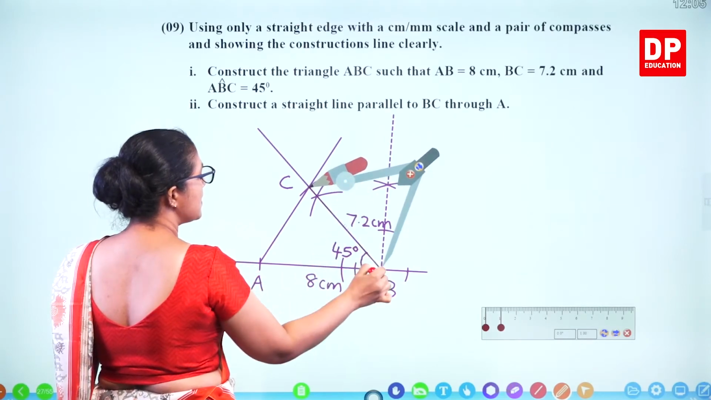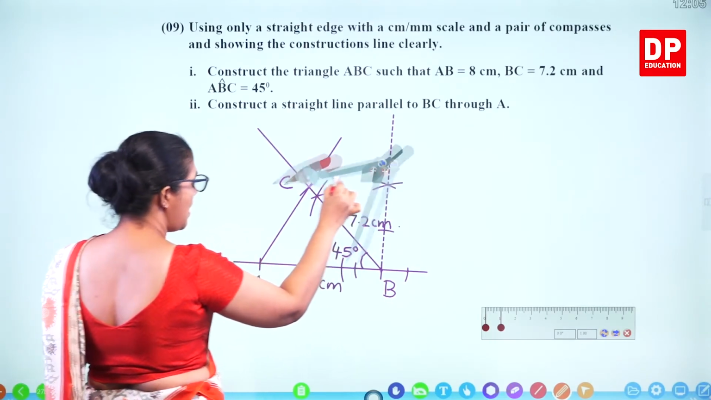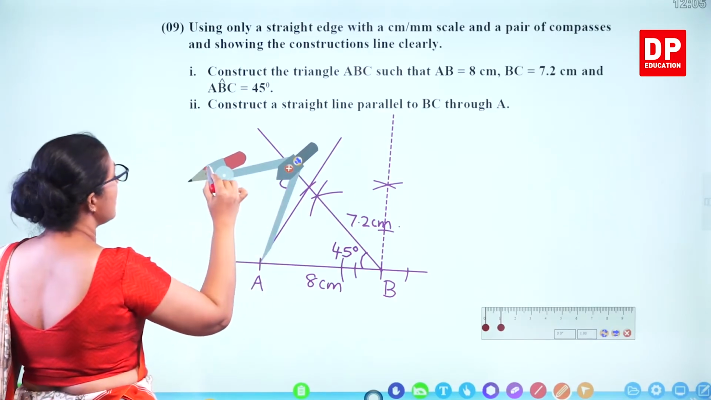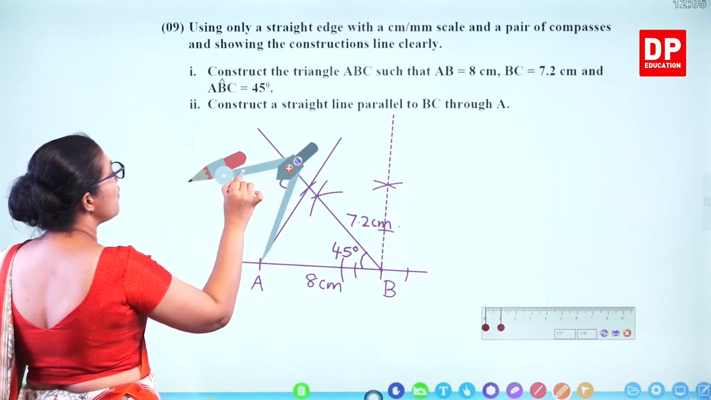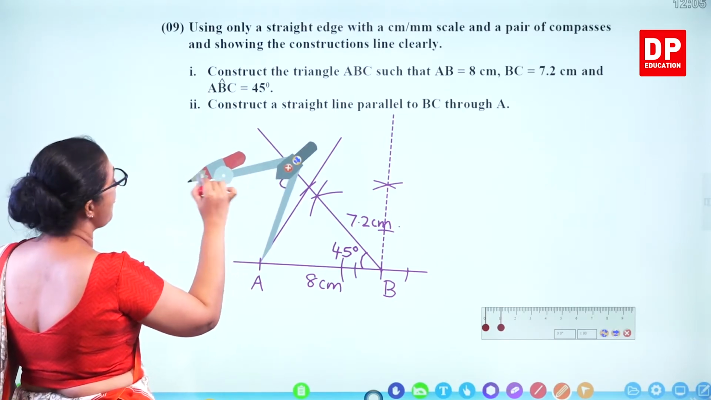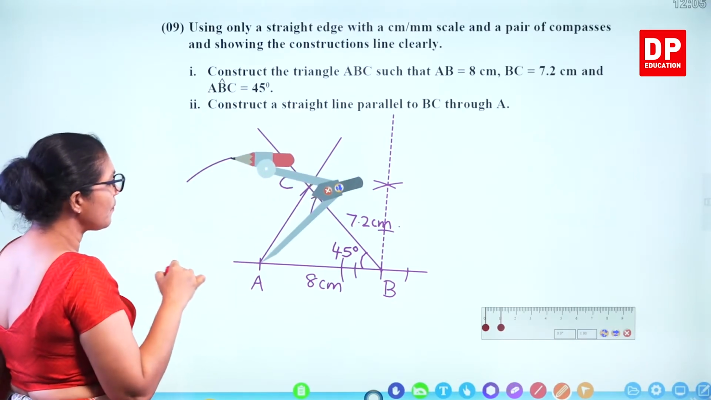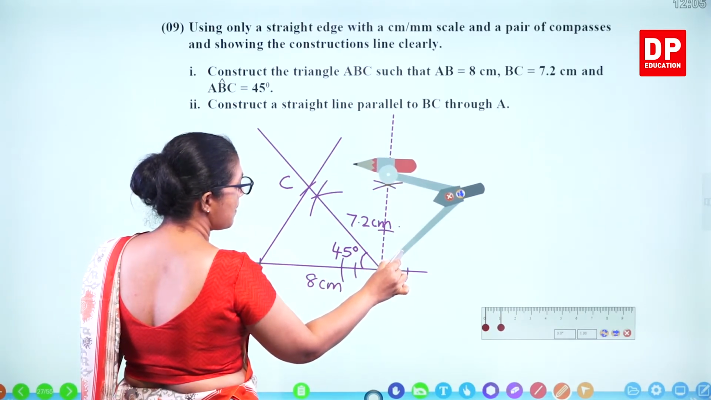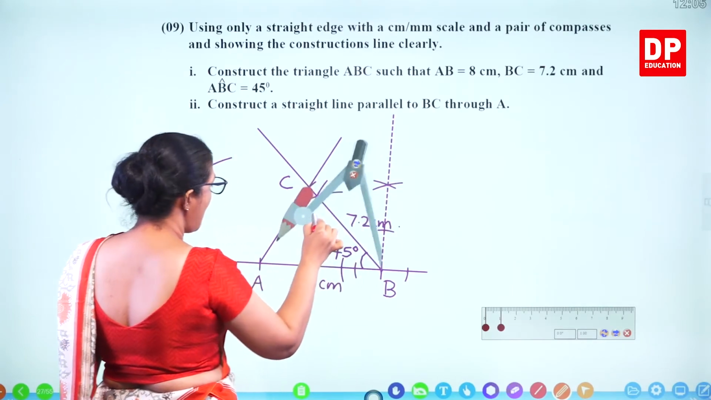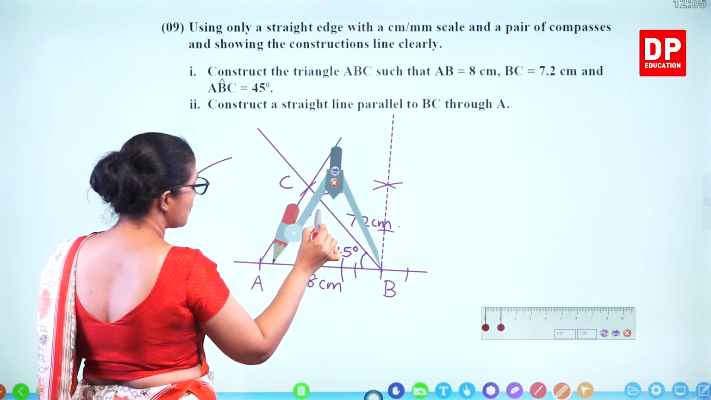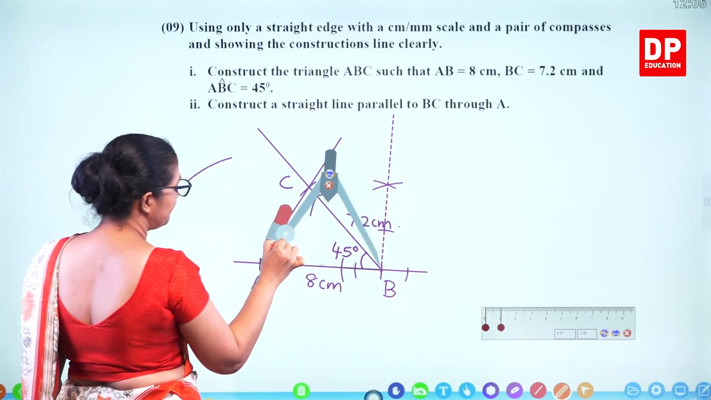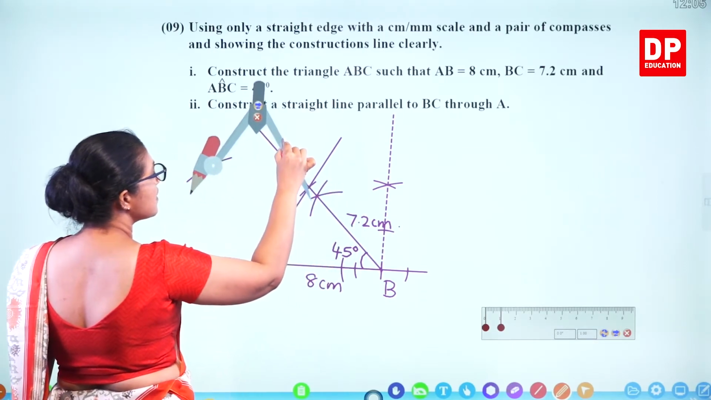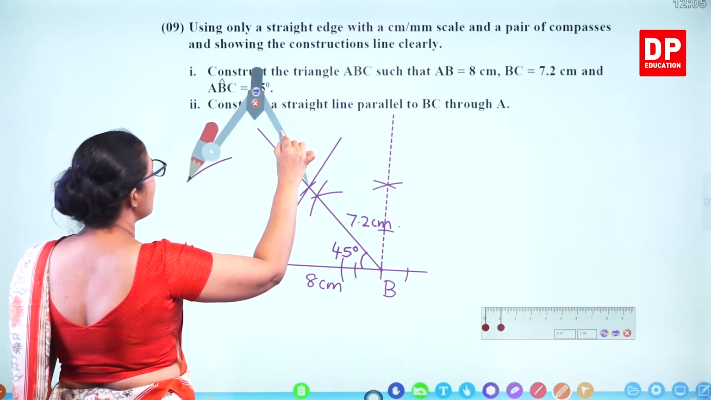This distance, BC distance, should be the same as A and the other point on the parallelogram. So we'll take somewhere here. And this distance, BA distance, should be the same. So we are using the parallelogram method to construct a parallel line. This distance is the same as this distance, A and this point.